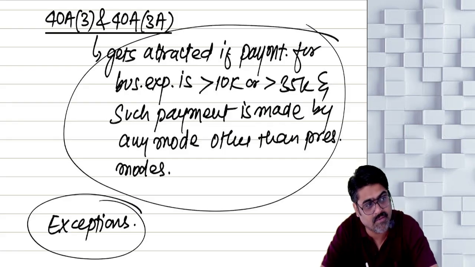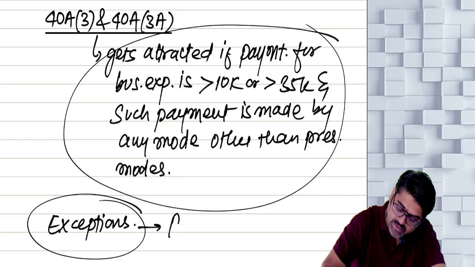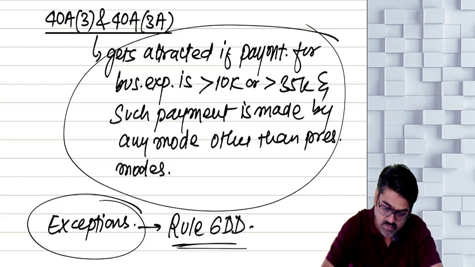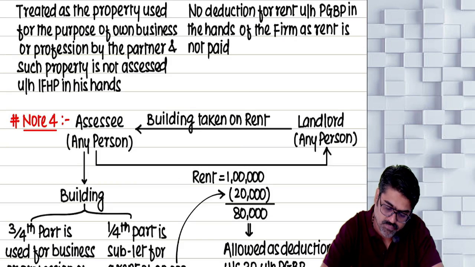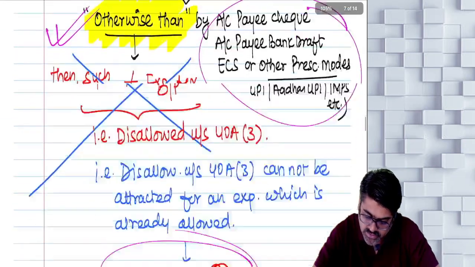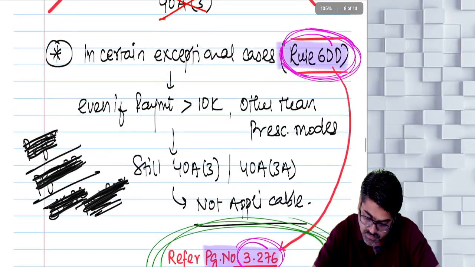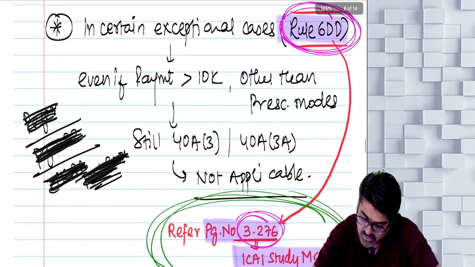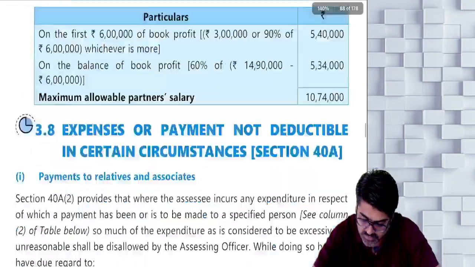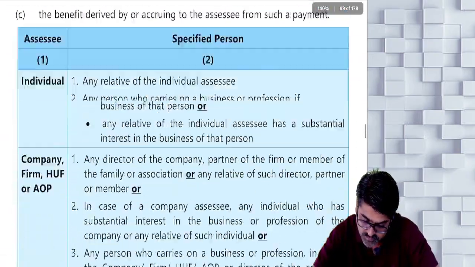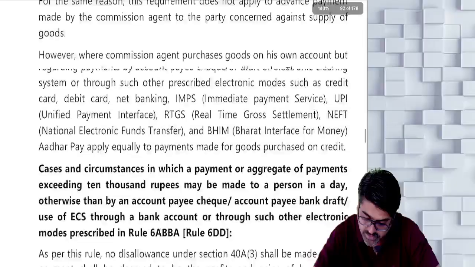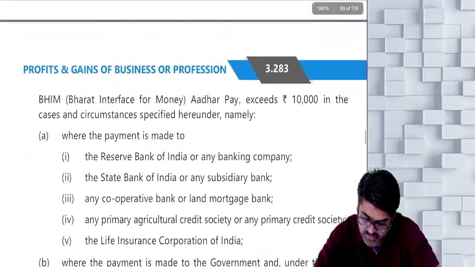So where are these exceptions given? These exceptions are given in Rule 6DD. Which rule, sir? 6DD. That is given on your page number 3.276, no? Let me check. Not 3.276. After that, yes, 282.